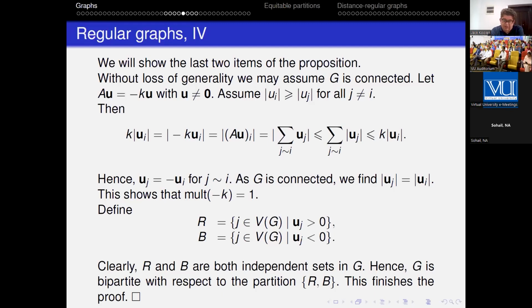It's clear that R and B are both independent sets. Hence, T must be bipartite with respect to the partition R and B. This finishes the proof, because if it's not bipartite, then we get that the multiplicity of minus K is 0. And if the multiplicity of minus K is 1, then it's bipartite. That we have shown. So we have shown the proposition.